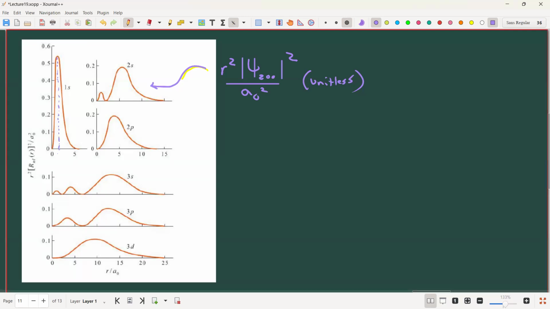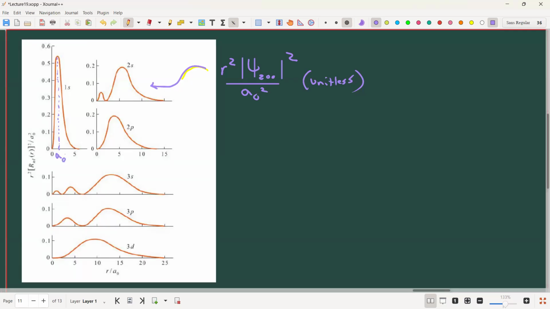And that peak is actually a naught here, right? It's a little different than the mean. The mean is 3/2 a naught for 1s, so the mean is kind of like over here instead. The reason the mean is shifted to the right a little relative to the maximum is because this is not a symmetric plot.